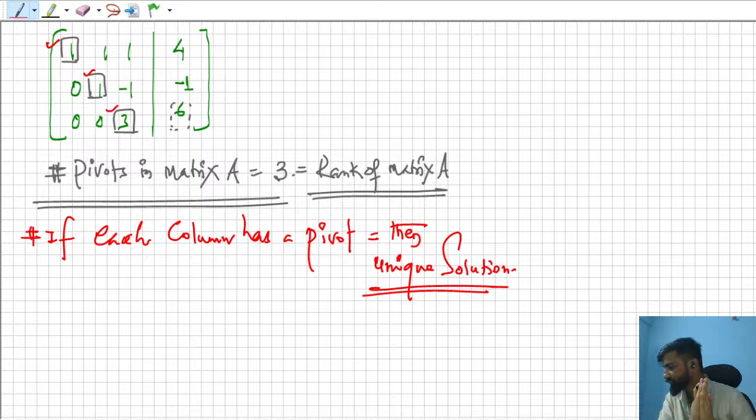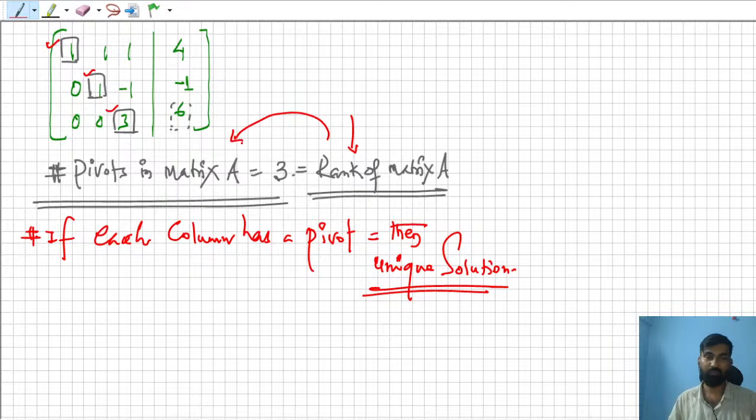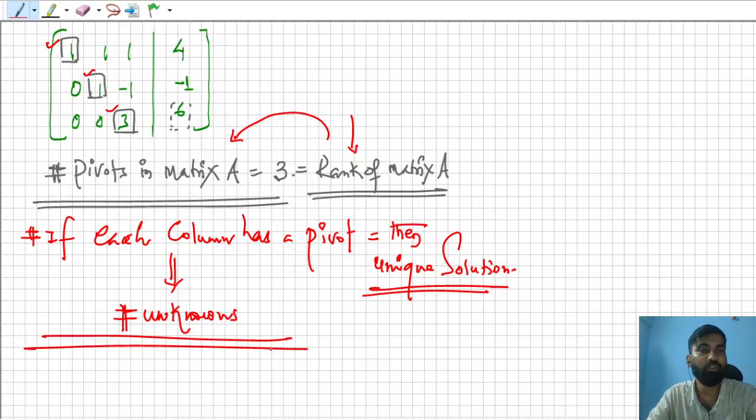Remember this point is very important, and you can directly tell the rank of the matrix as well. The rank of the matrix A is equal to 3, because there are 3 pivots. And the rank of the matrix A, or you can say each column has a pivot, is equal to the number of unknowns. So if the number of unknowns is equal to the number of pivots, then you will get a unique solution.